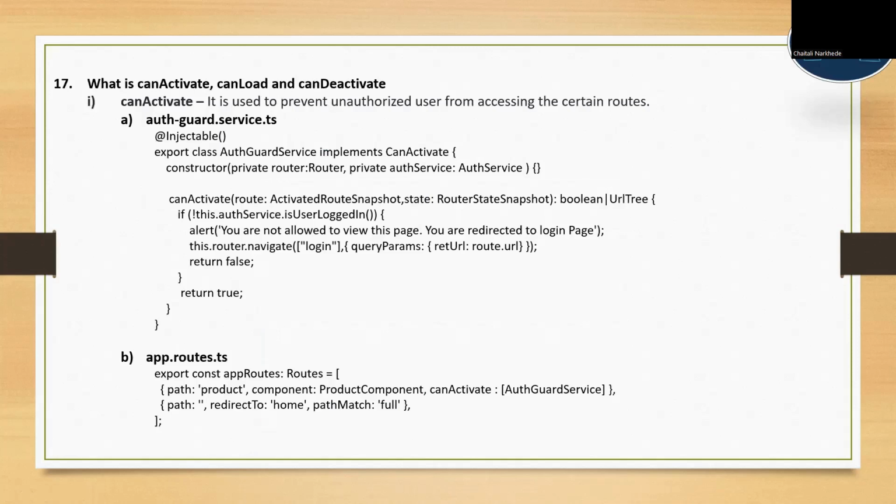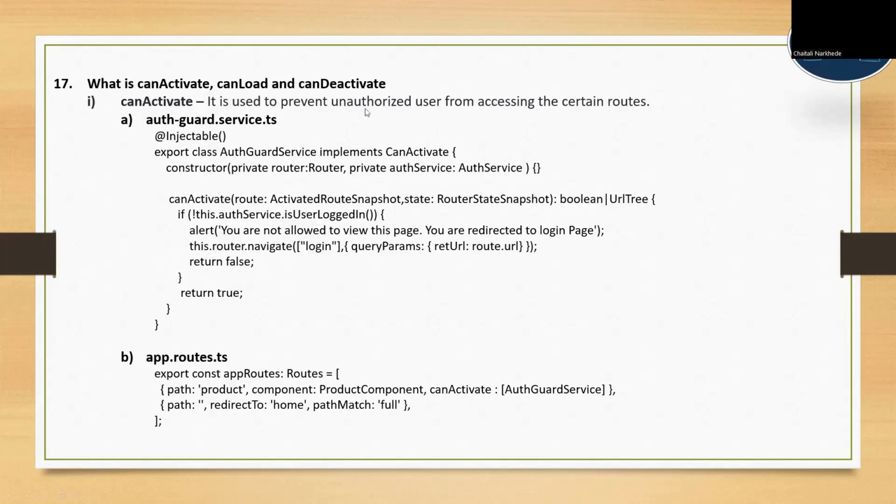Then next one is what is canActivate, canLoad and canDeactivate. canActivate is used to prevent unauthorized users from accessing a certain route. Like we are authorizing users, we are using some login, and after that you will get a token and all that. So we are validating whether it is a valid user or not.